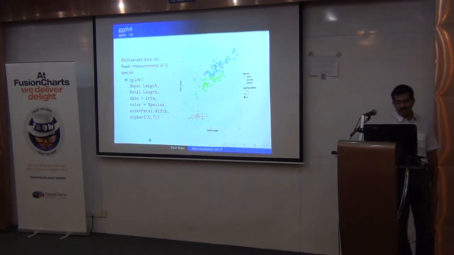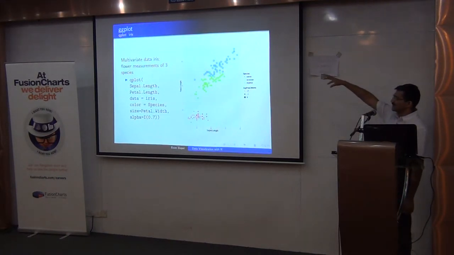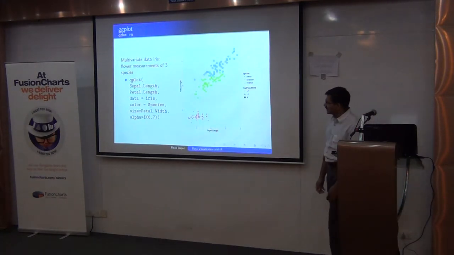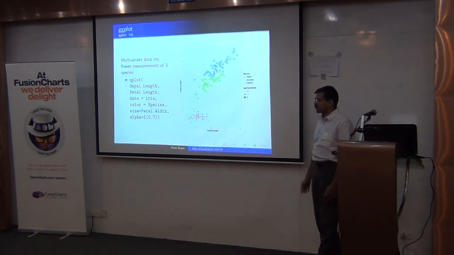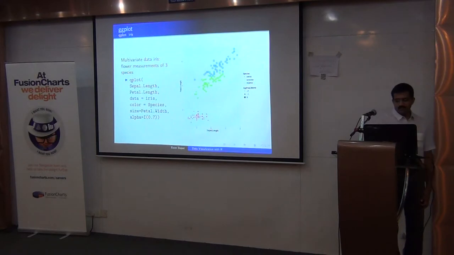And then I have added an alpha for transparency in the bullets, because once you start getting bigger bullets, they start fudging into each other, so you don't want that. And then on the right side, you automatically get the scale and the identifier and so on and so forth as well. In fact, in the size I'm using log of petal width, not petal width. If I use the petal width, the bullets are much larger.